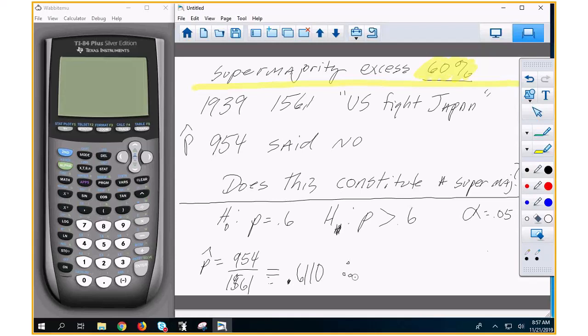P hat is 0.6110. Therefore, what is Q hat? Q hat is equal to, I didn't even do it. Somebody tell me. That's 0.389. Okay, 0.389, thank you.